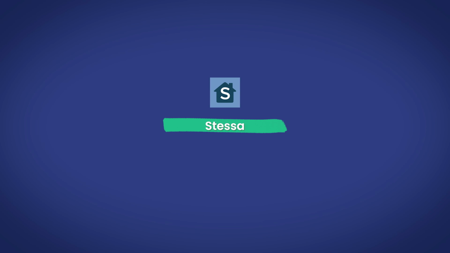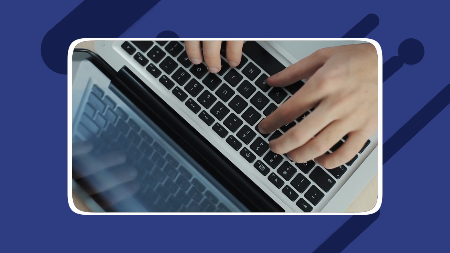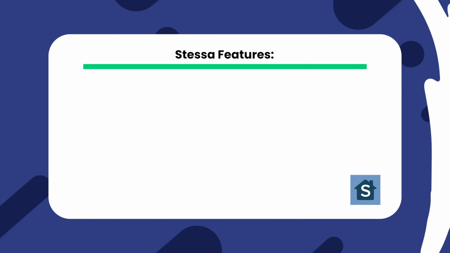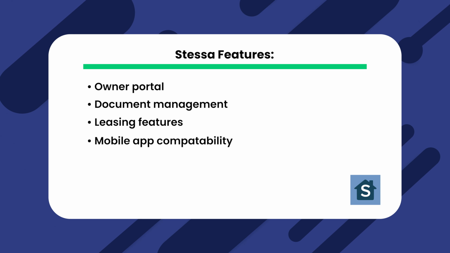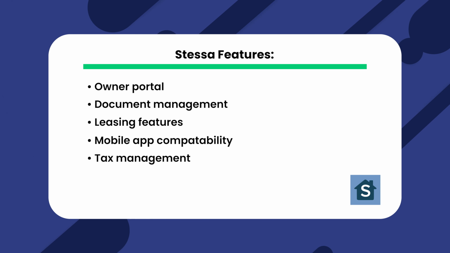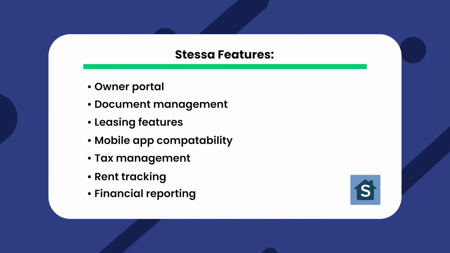Up next is Stessa, a platform focused on simplifying real estate financial planning. Now, while Stessa is primarily oriented towards financial management, it also includes several property management features. Now, these include an owner portal, document management, leasing features, mobile app capabilities, tax management, rent tracking, and financial reporting.